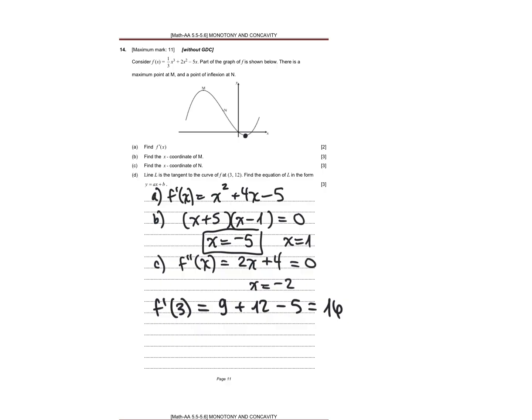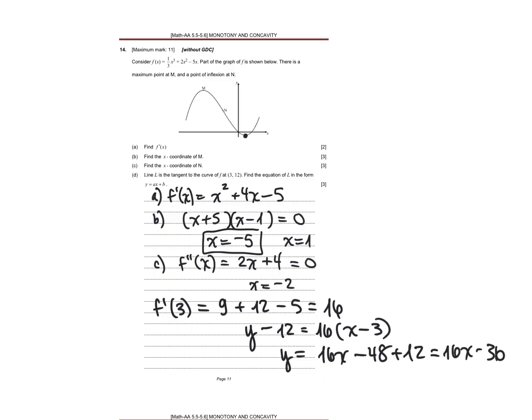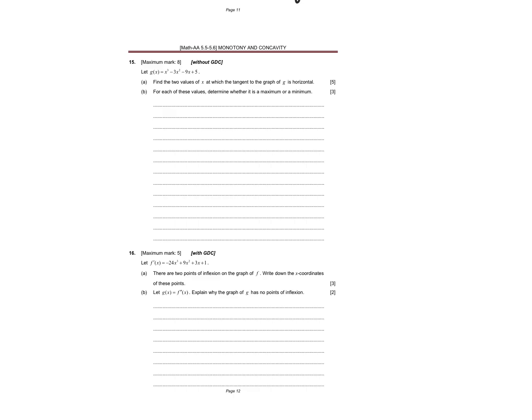minus 5 is 16. So we're going to have y minus y1, which is 12, the point, equals m times x minus x1, and then we can distribute the 16 and add 12. So in y equals mx plus b form, we have this. So 15, g at x is that. Find 2 values of x at which the tangent is horizontal.